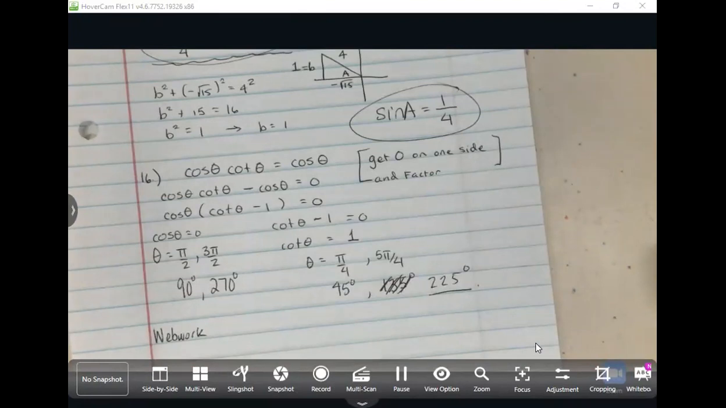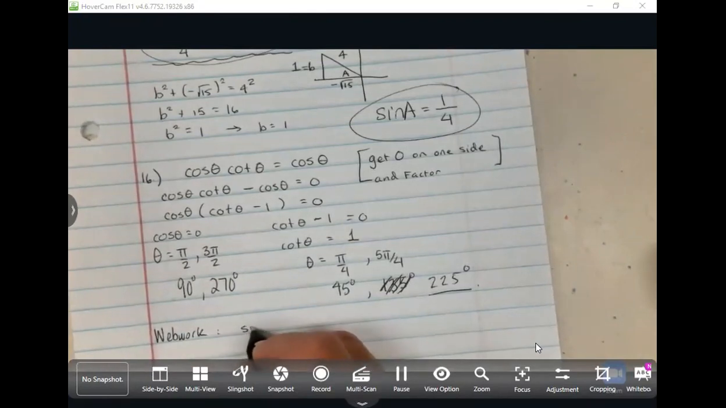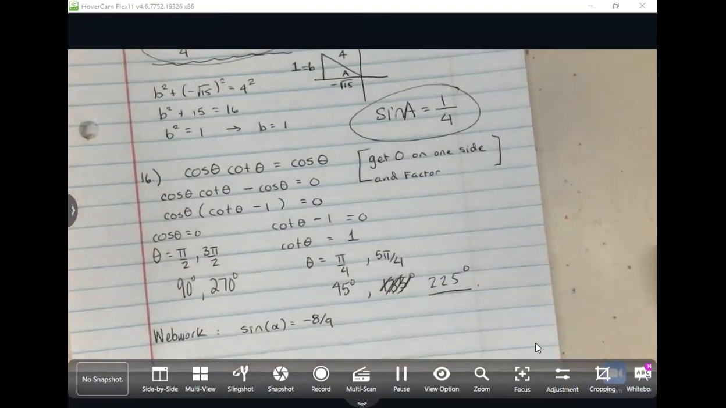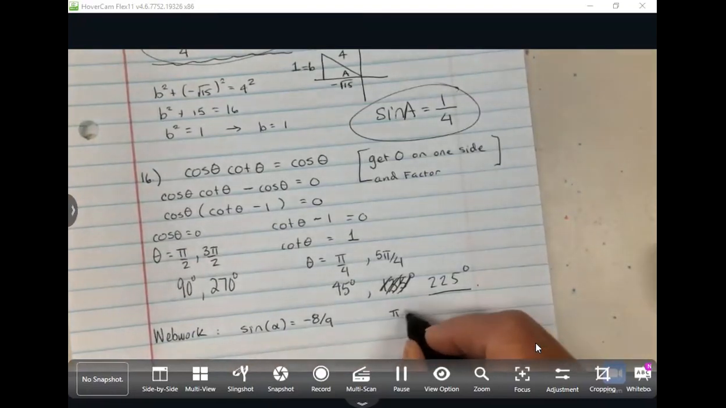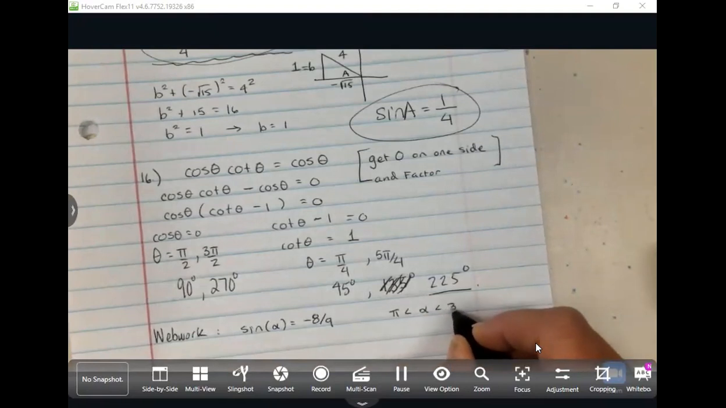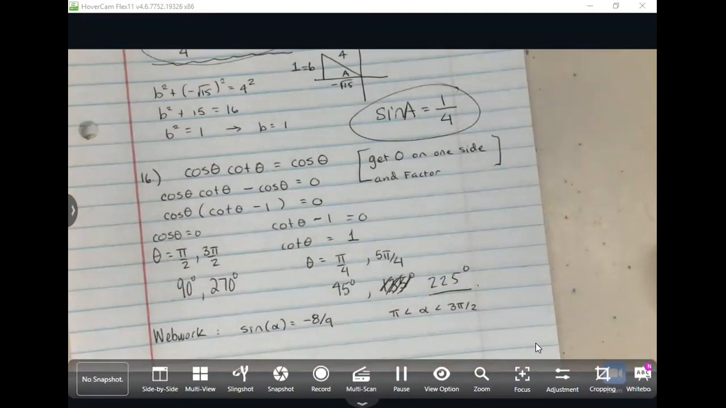Given sine of alpha is equal to -8/9. Alpha is between pi and 3π/2. Which quadrant is that? That's quadrant 3. Find the sine of alpha over 2.